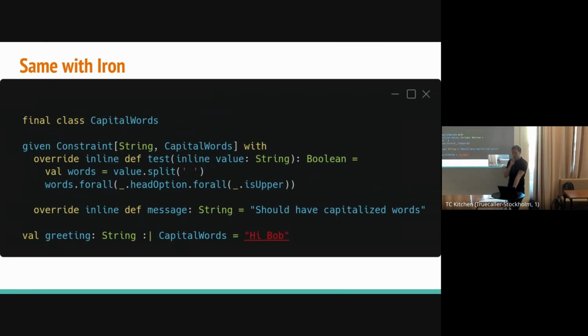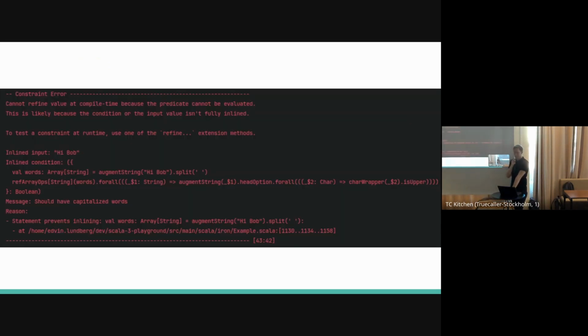And with Iron, it works like this: you create this dummy capital words here and constraints. Then you have to implement this test. It returns a Boolean, and you implement a message. But note that the message doesn't know about the input, so I can't do these nice custom messages. But I get the same issue here. It can't do it at compile time, and it's telling me to use refine instead.